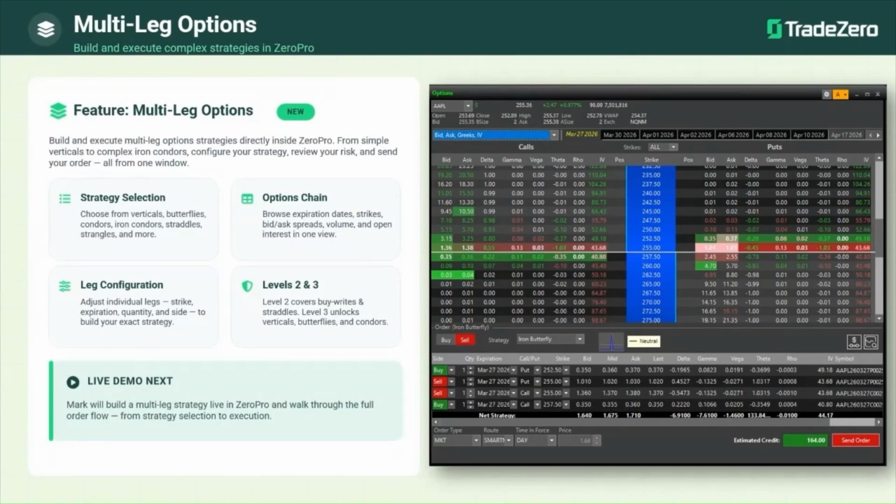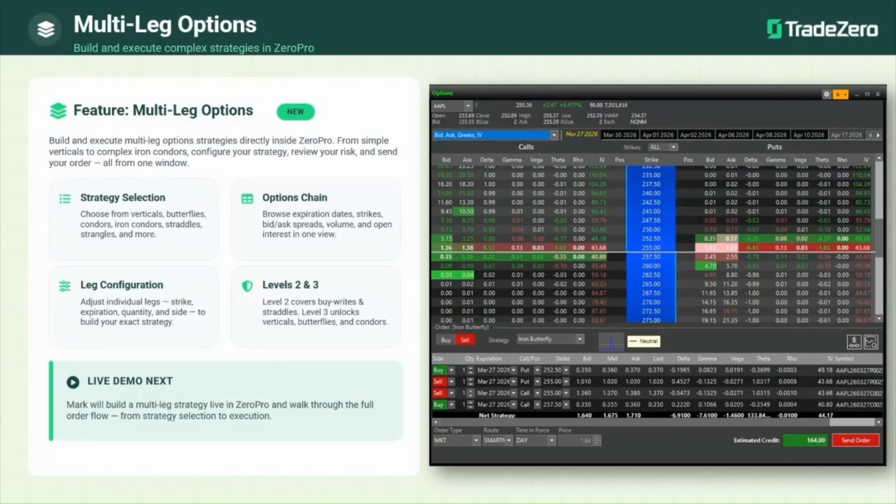But just to cover some key functionality within multi-leg options in Zero Pro, here's the options chain we all know and love. For the strategy selection, you can select between your single legs, your verticals, butterflies, condors, and then the iron variants of those strategies. So the iron butterfly, the iron condor, the straddle, the strangle, right? We're going to talk about setting up a strangle and then also an iron condor later on in a demo.